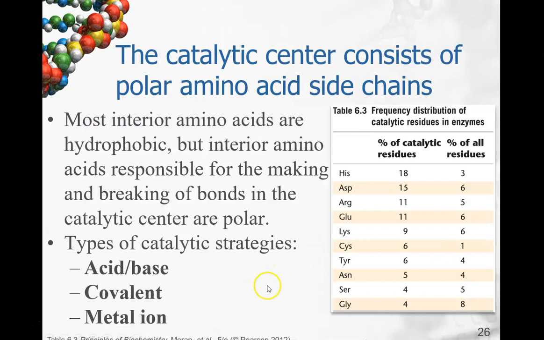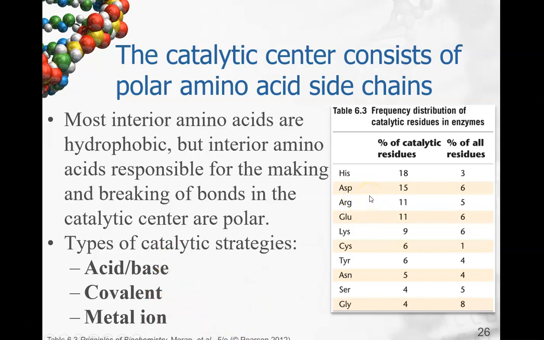So what kinds of amino acids should we expect that have the ability to do this? Well, when we talked about protein folding, we said that proteins will fold so that the interior amino acids are hydrophobic, and mostly they are. But there are a few exceptions because we will need amino acid side chains that have the ability to act either as nucleophiles or electrophiles or as acid-base catalysis.